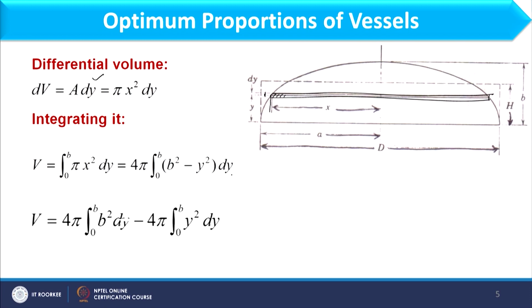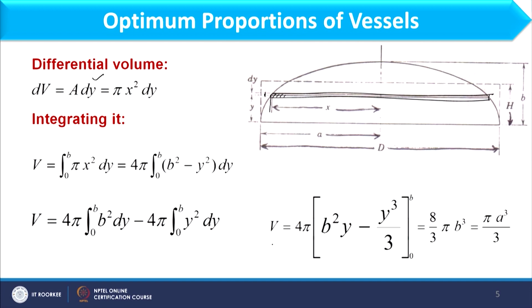Integrating and resolving this, we have the final volume as V equal to 4 pi times b square y minus y cube by 3. And after resolving this, we have 8 by 3 pi b cube, and b cube we can write in terms of a, and the final expression comes as pi a cube by 3. So, the total volume of the domed section will be equal to pi a cube by 3.